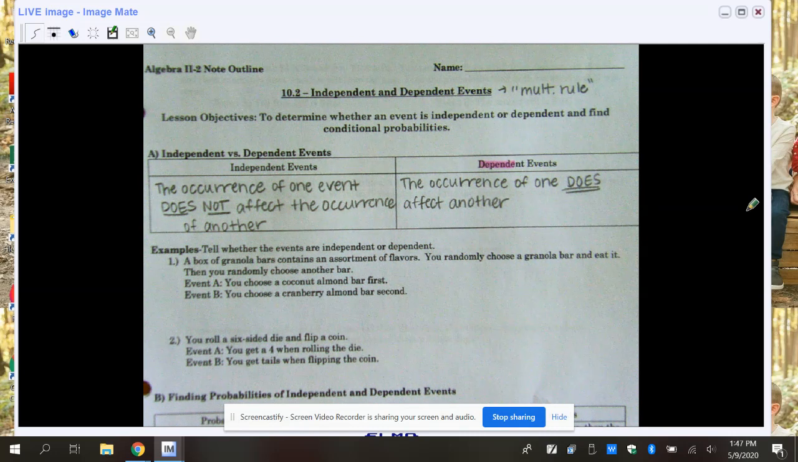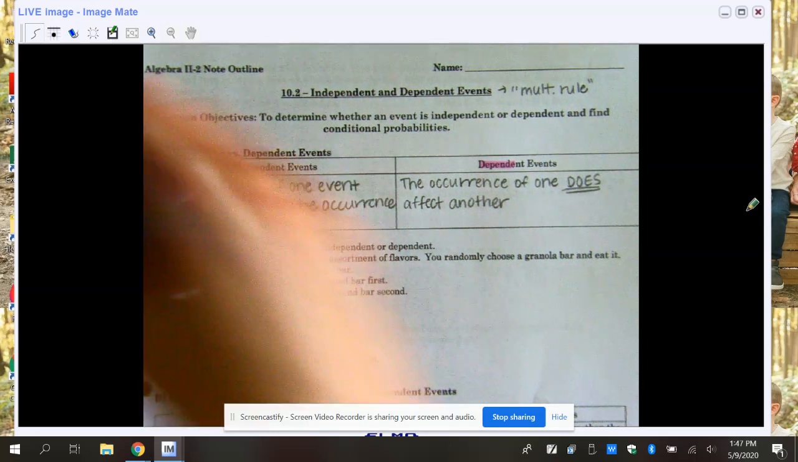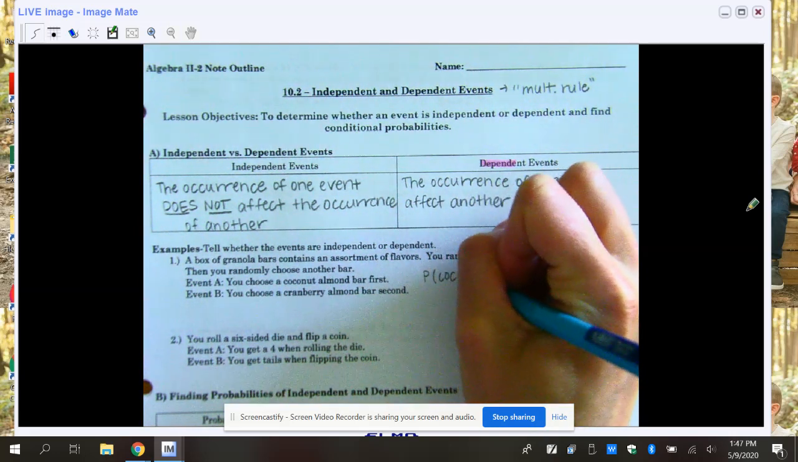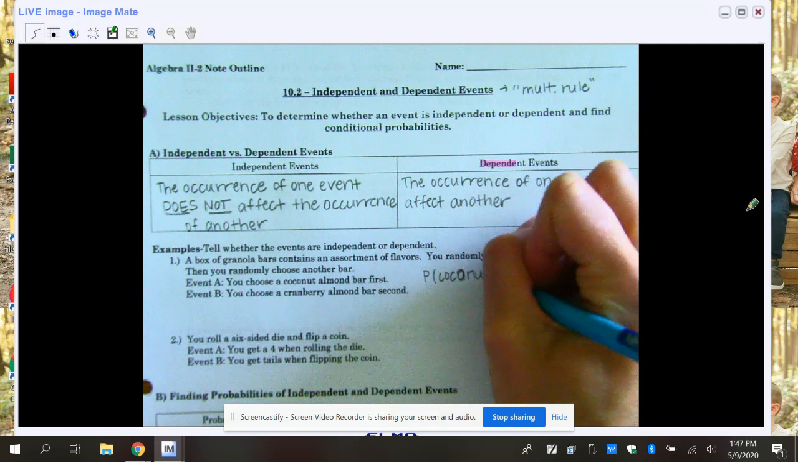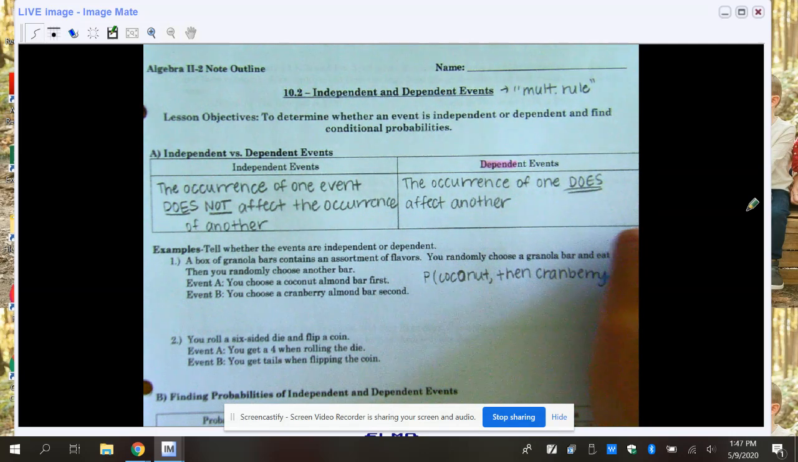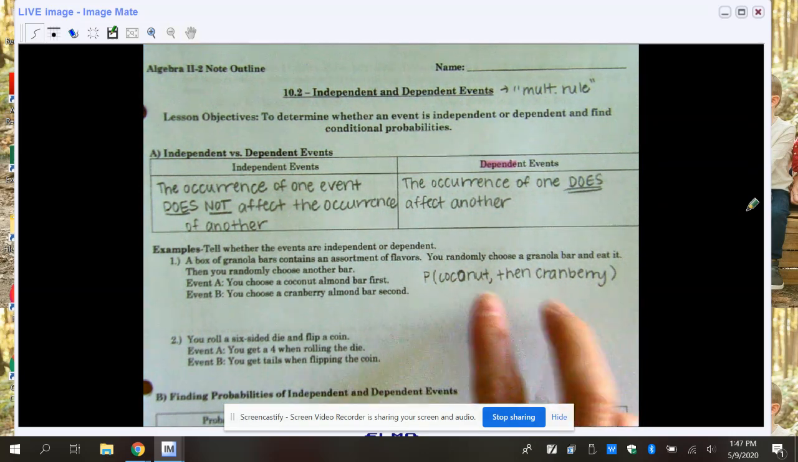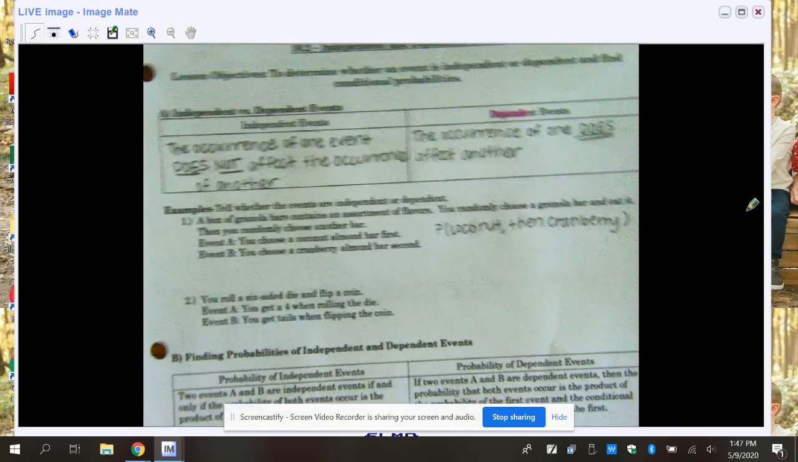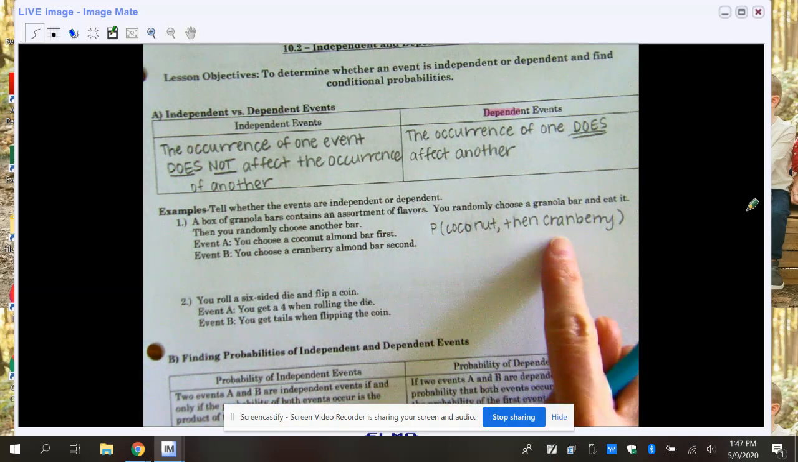So a box of granola bars contains an assortment of flavors. You randomly choose a granola bar and eat it, and then you randomly choose another bar. So I want to know the probability, and if I wrote it out, it would look like this. The probability of coconut, then cranberry, right? Whatever's in your parentheses is always what you're finding the probability of. So this is two events. So now I want to think, does one affect the other?